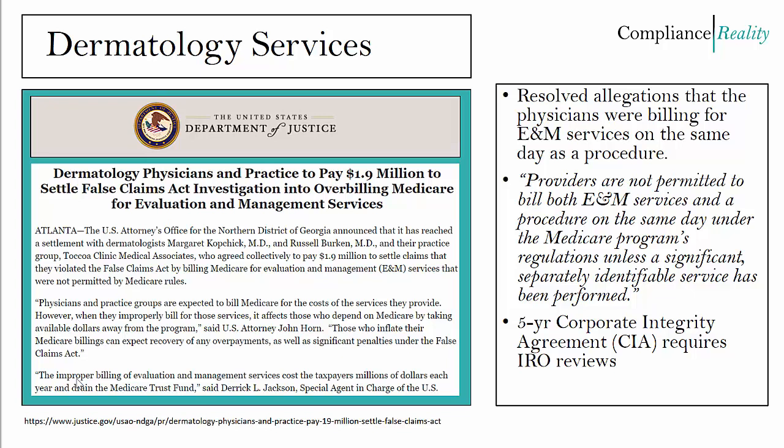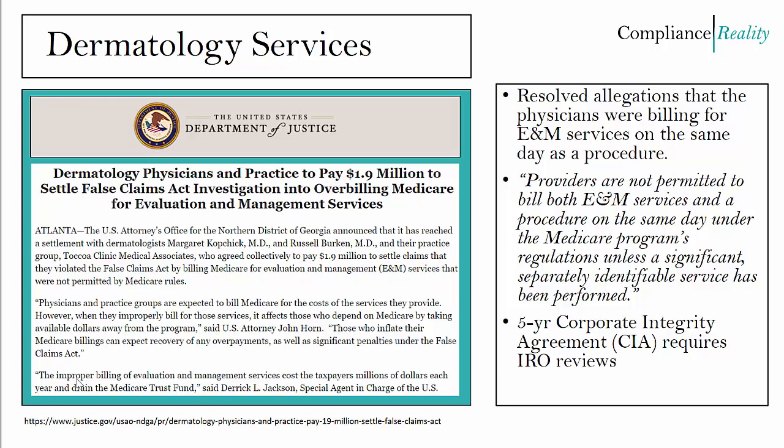This is a settlement from a dermatology group of physicians. They settled to pay $1.9 million regarding overbilling for evaluation and management services, specifically Modifier 25. The allegations here were that the physicians were billing for E&M services on the same day as a procedure. Think about a dermatologist. They do all sorts of procedures. They do biopsies. That has its own procedure code that gets paid. They do lesion excisions.